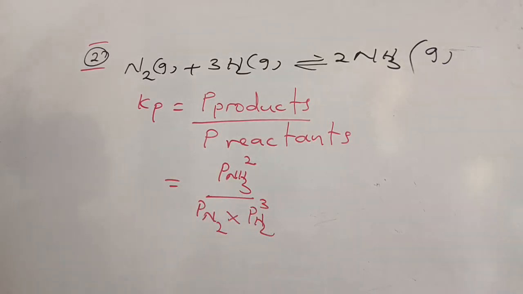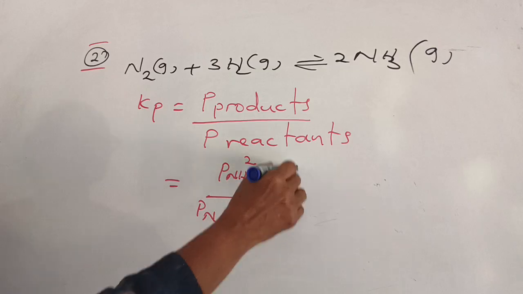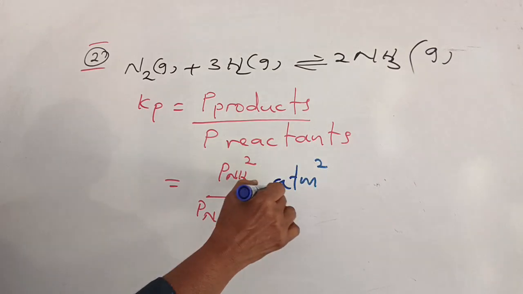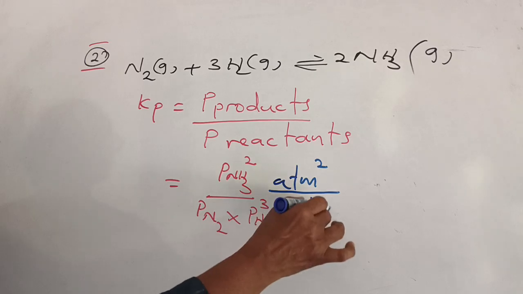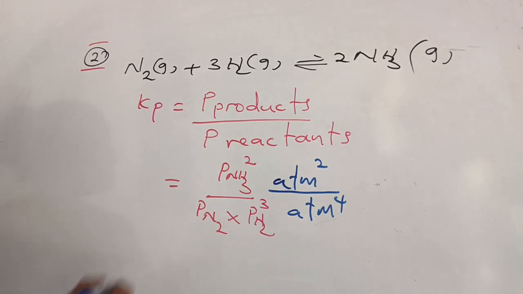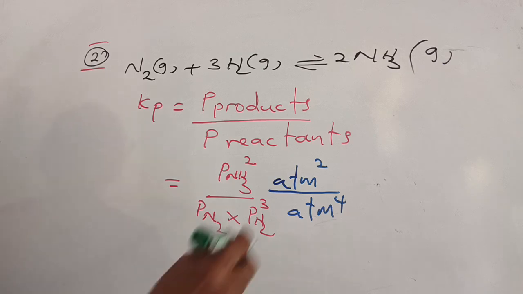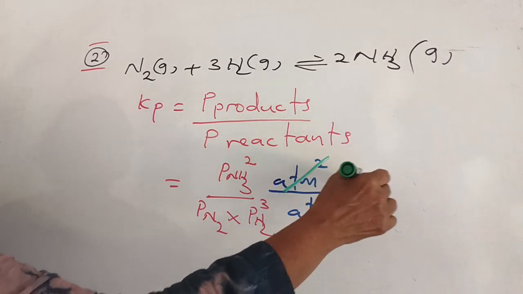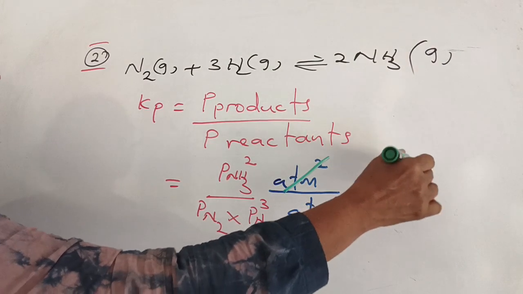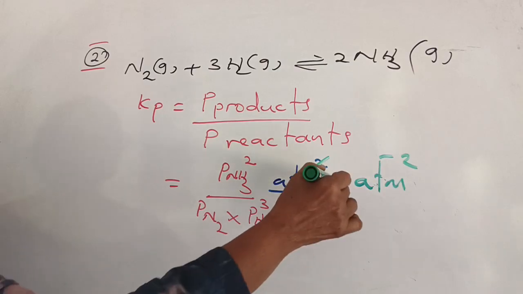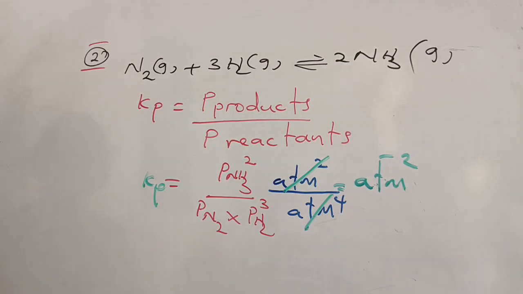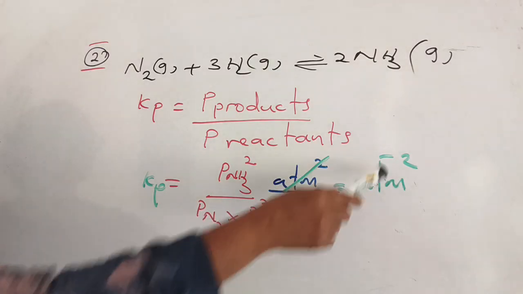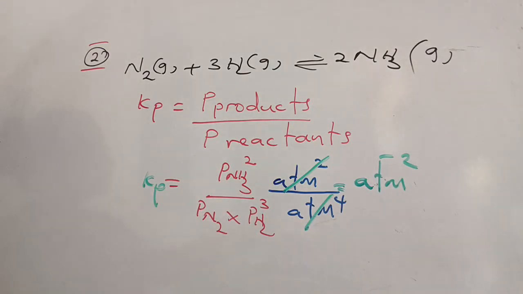Once we substitute the units here, atmosphere to the power 2 is your numerator, and the denominator becomes atmosphere to the power 4. So obviously the final answer with units would be atmosphere to the power minus 2. The overall Kp value can be calculated with the units atmosphere minus 2.